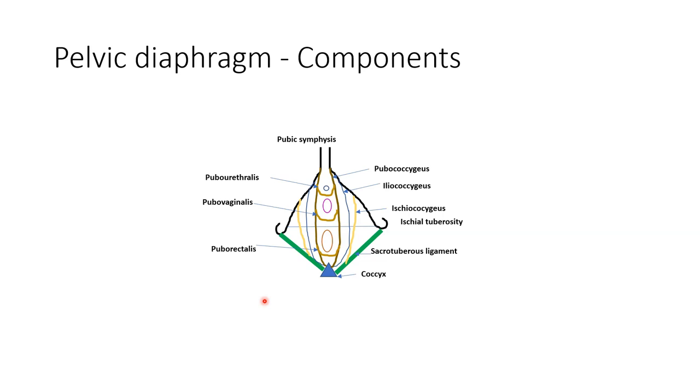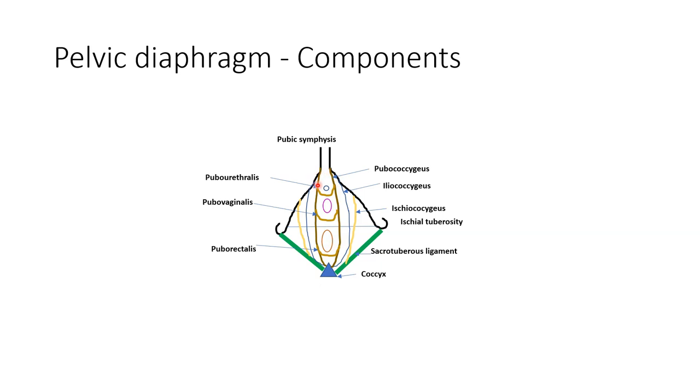These three components take origin from the pubic symphysis and from the arcus tendineus, the thickened obturator fascia, and from the ischial spine. And they run posteriorly and get inserted into the sacrum and then the coccyx. So you can see the three components, the pubococcygeus part, the iliococcygeus part and the ischiococcygeus part in relation with the pubic symphysis and coccyx you are seeing.